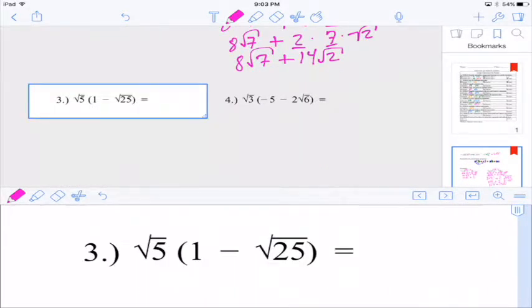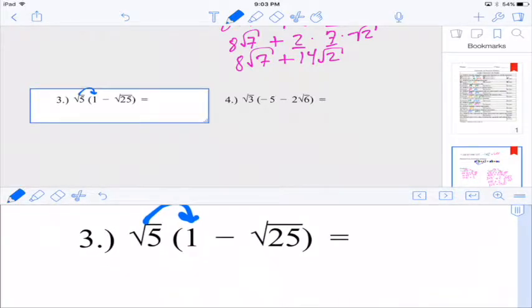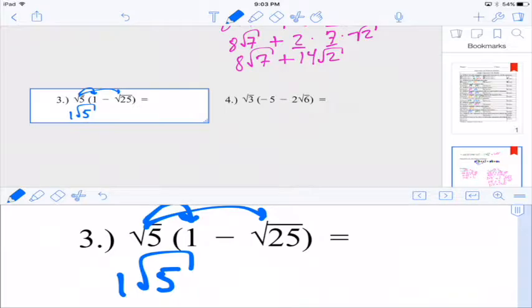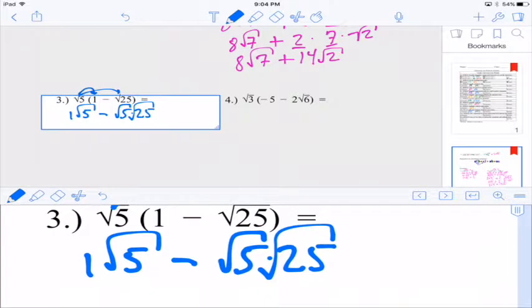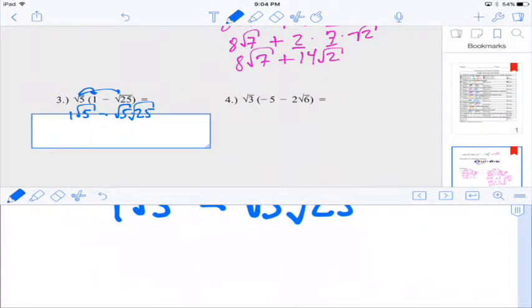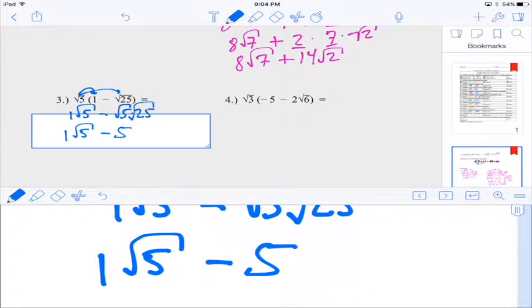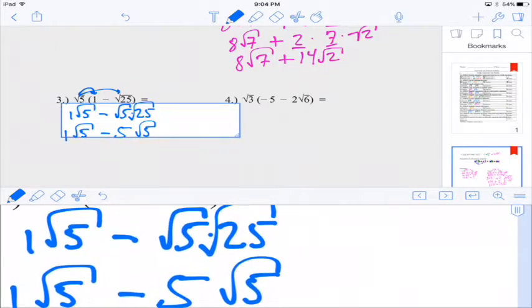Okay, hopefully at this point we're good at multiplying, so I don't need to write it all out. The square root of 5 times 1 is just 1 square root of 5. And the square root of 5 times the square root of 25 minus the square root of 5 times 25. Well, I can break that radical into 2 pieces right away. The square root of 25 is 5. 1 square root of 5 minus 5 square roots of 5. Notice I made this 5. Square root of 25 is 5, and then because it's multiplication, I put this first. It's fine.